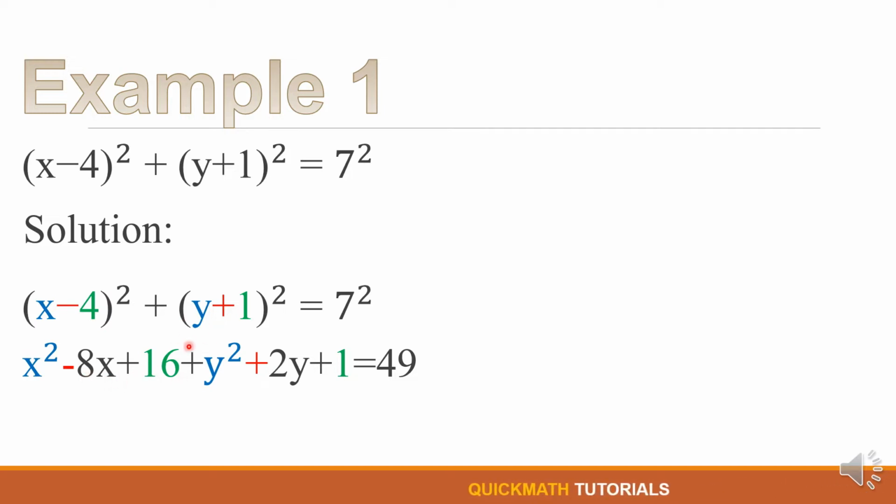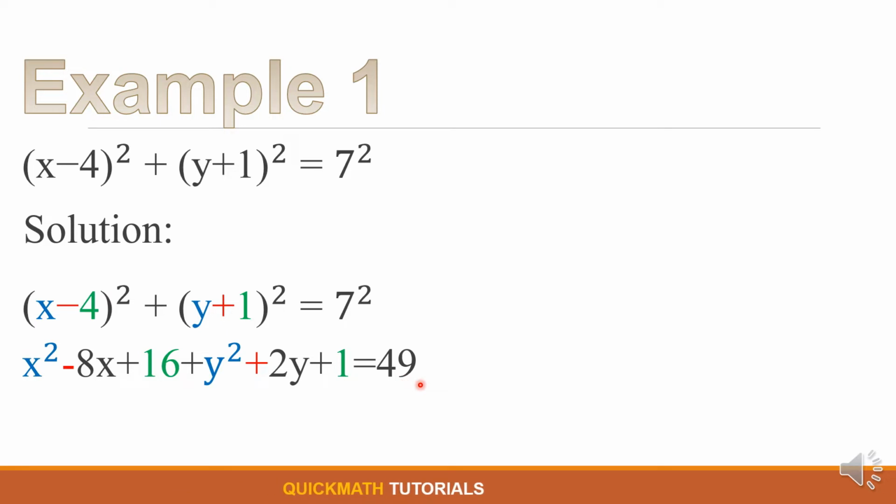The same process with y plus 1. So the square of y, we have y squared, the square of 1, we have 1. And for the middle term, just copy the sign positive. And the 1 here, we will just multiply by 2. So we have 1 times 2, we have 2. And copy the variable y equals 7 squared, which is equal to 49.